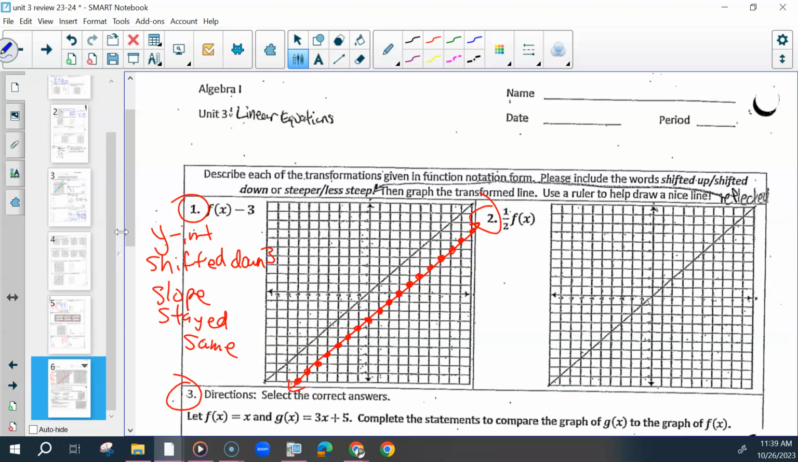What happened in number 2? Did it become steeper? It became less steep. Slope is 1/2, less steep or 1/2 times as steep, however you want to word that. Less steep by 1/2. What happened to the y-intercept? The y-intercept stayed the same.